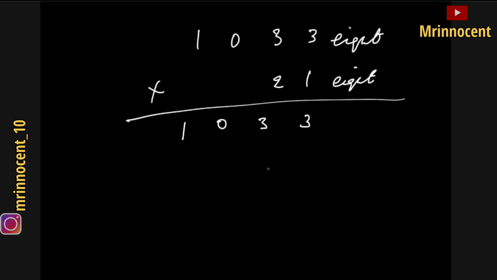2 times 3 is 6. 2 times 3 is 6. 2 times 0 is 0. 2 times 1 is 2.